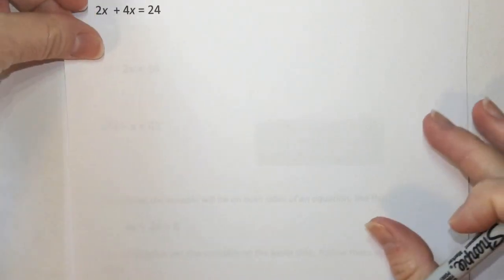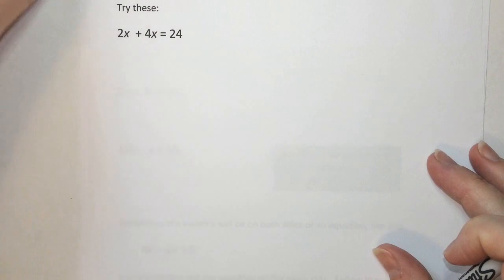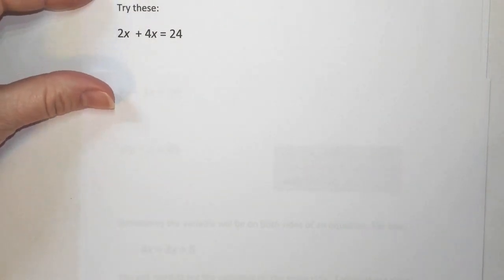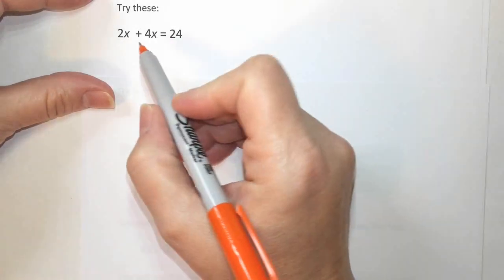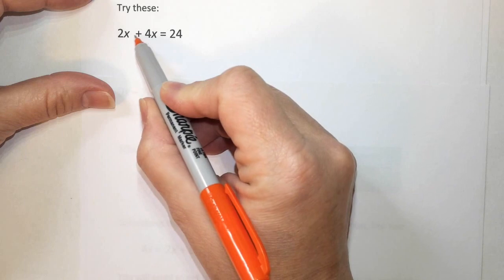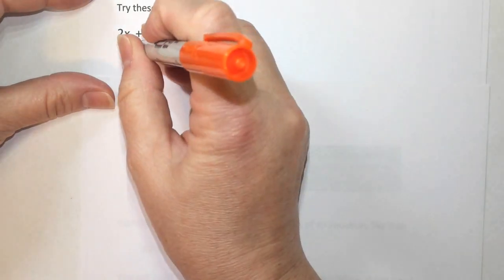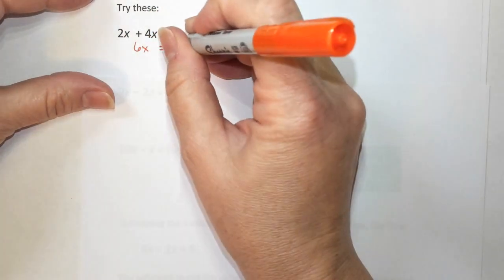All right, page 2. I'd like you to try a couple of these examples now. You can pause the video if you'd like, or just go along with us. 2x plus 4x equals 24. I need to add these. This is positive and this is positive. 2x plus 4x would be 6x on the left, and keep the 24 on the right.